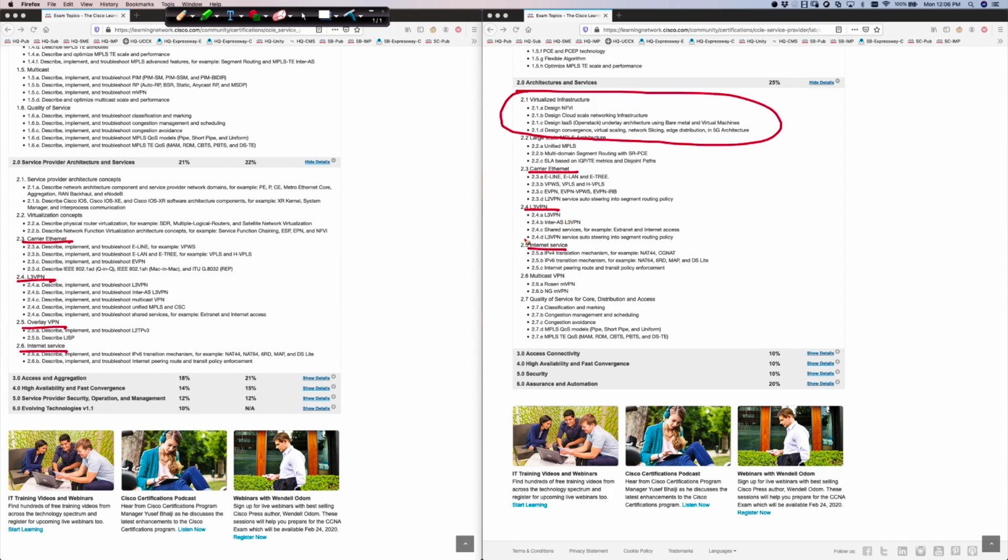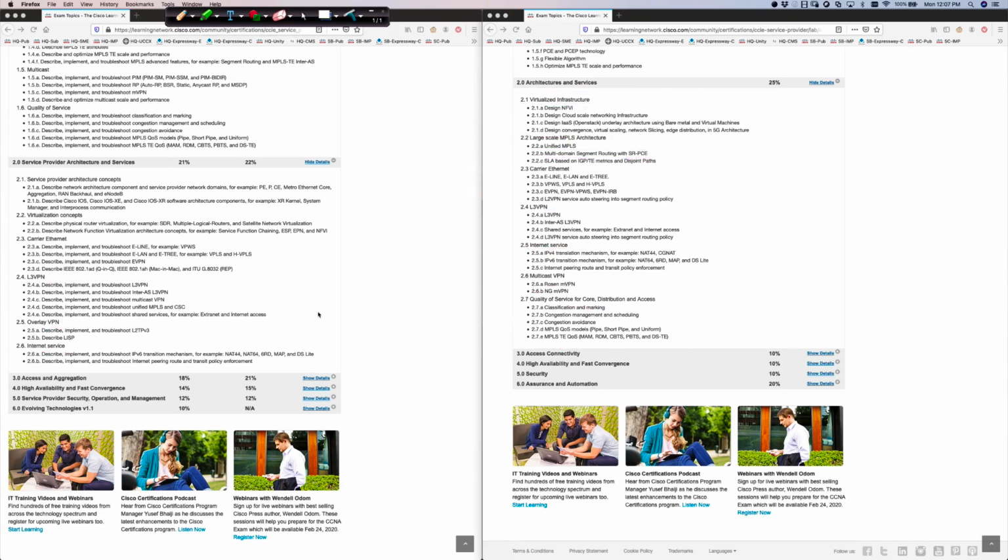Besides that, QoS, which was earlier in core routing, has now moved to architectures and services, where we now have QoS between the routers, which could be on the PE routers, between the P and the PE, or it could be on XR routers as well. So if you look at this domain, the major change was that QoS was added here, virtualized infrastructure was added, and again, multi-domain segment routing was added in designing large-scale MPLS architecture.